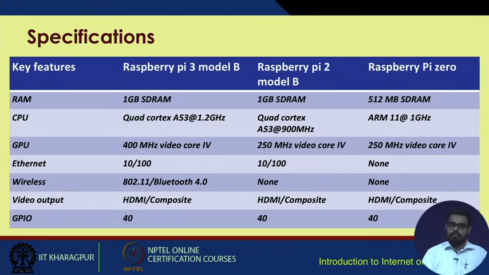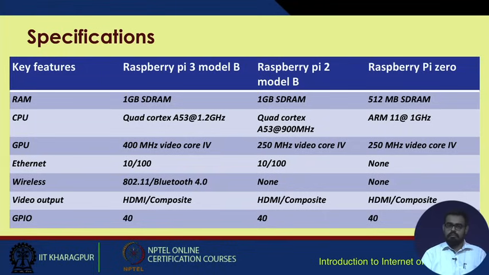GPU requirements: you have 400 MHz of video core on Pi 3, 250 MHz video core for Pi 2, and 250 MHz again for Pi 0. You have provision for Ethernet on Pi 3 and Pi 2, whereas there is no provision for either Ethernet or Wi-Fi on Pi 0. Yes, there is a provision for Wi-Fi and Bluetooth only on Model Pi 3.